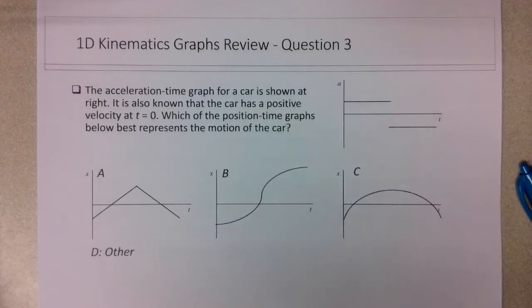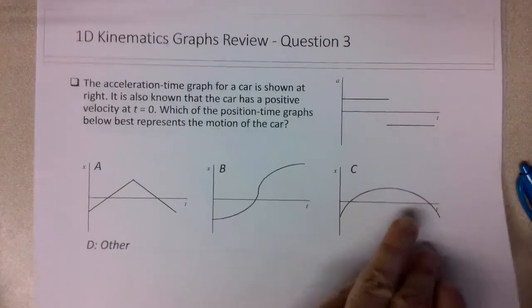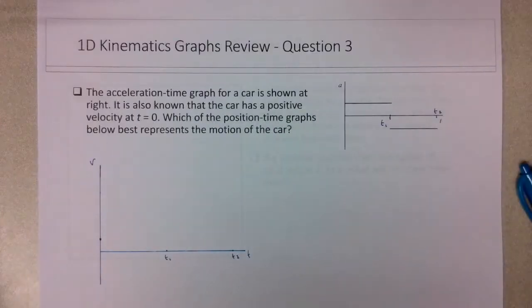And then we have to choose which of these three graphs, or another if these three are not satisfactory, would best represent the x-t position-time curve for the car. So what I would do here is first draw a v-t curve from the a-t curve, and then draw the x-t to see if that's consistent with that v-t. So I'll go to a blank page to draw that.